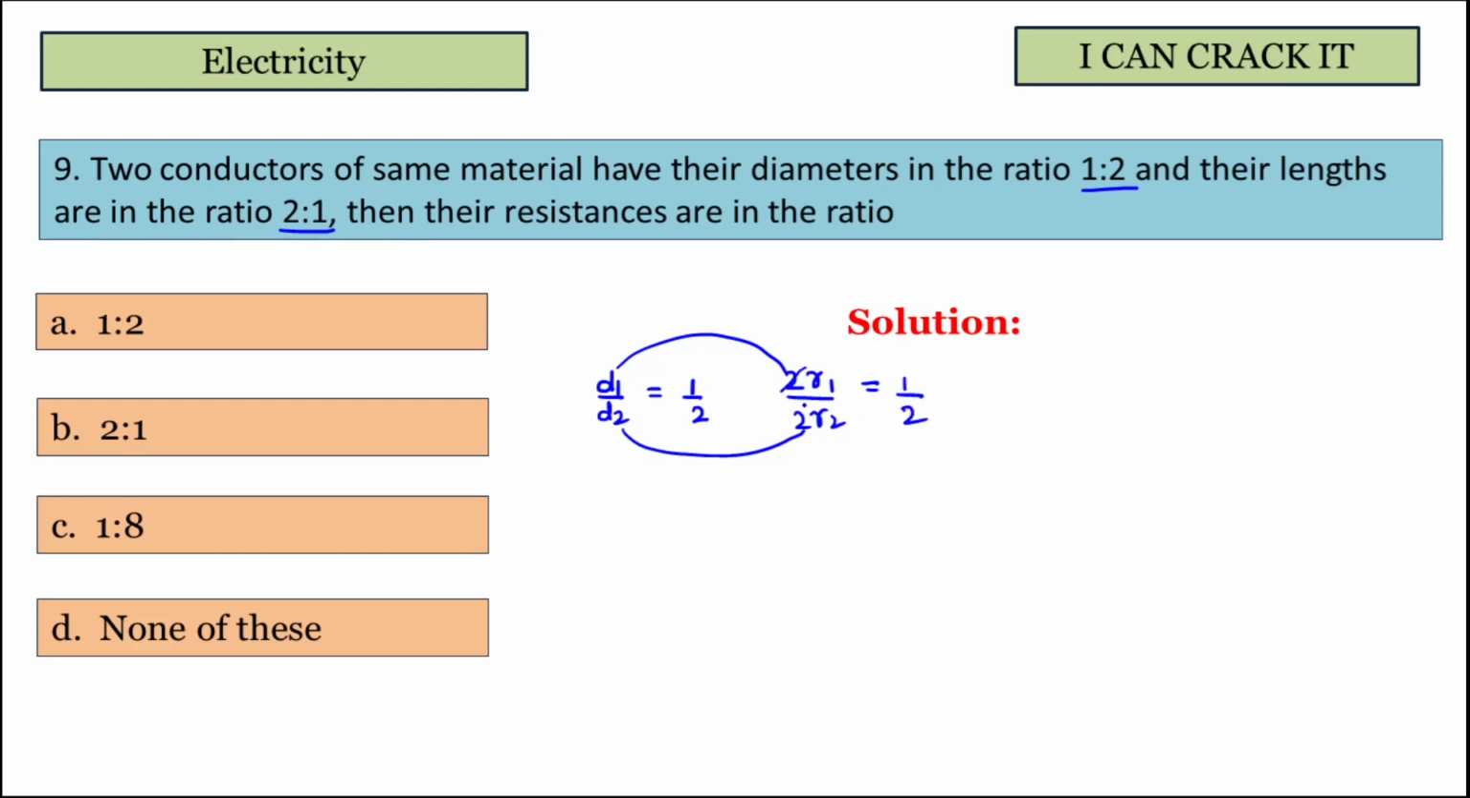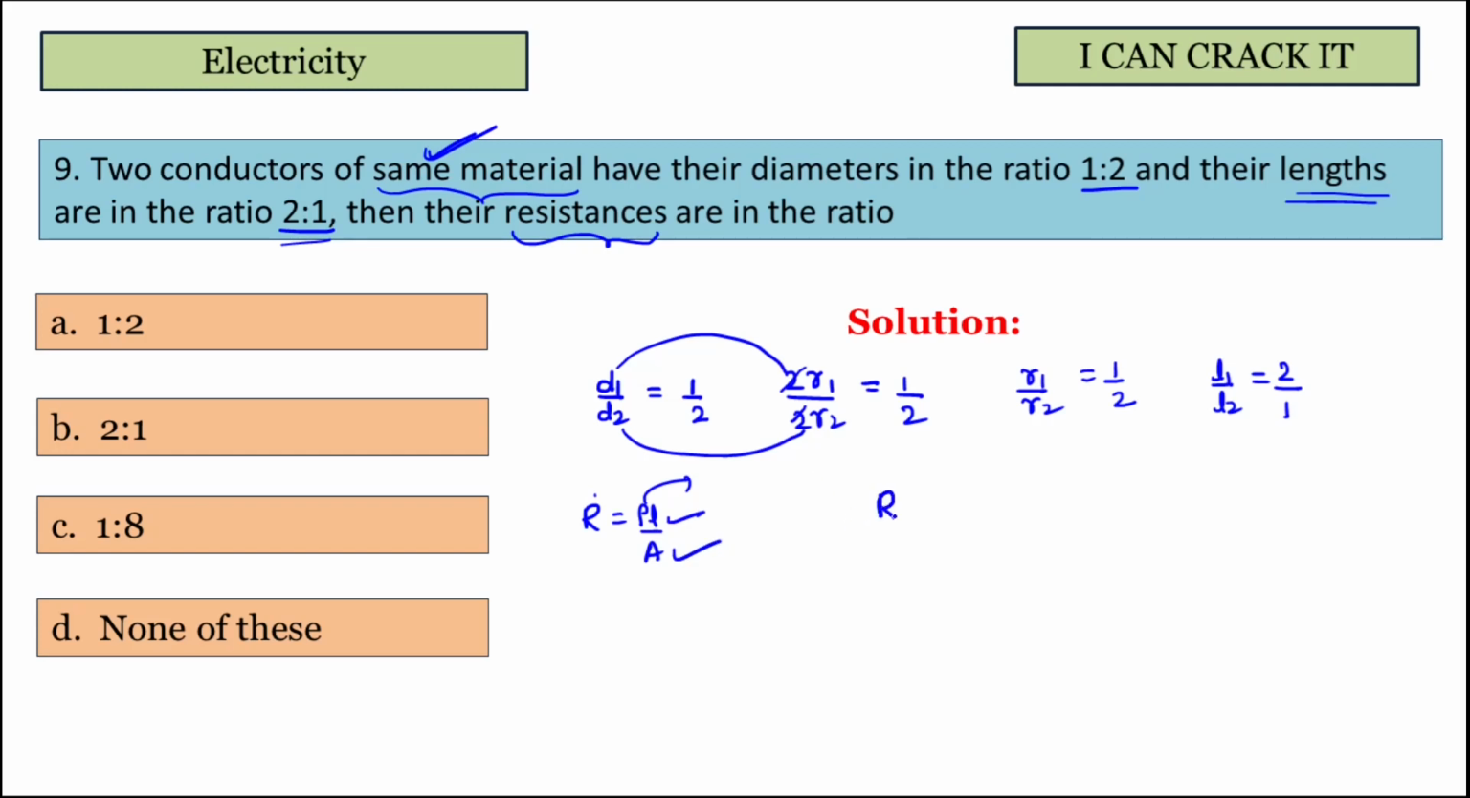This is 1 by 2. The 2s cancel. We get R1 by R2 as 1 by 2. And they have also given that their lengths are in the ratio 2:1, so L1 by L2 is 2 by 1. Now they have asked for their resistances. The resistance formula is given by rho L by A. They are made up of the same material. This rho value is called specific resistance. It depends on the material. So as you are using the same material for both conductors, the resistance just depends on length and area.